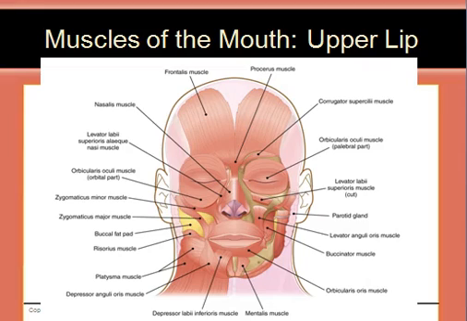Superficial elevators of the upper lip from lateral to medial are the zygomaticus minor muscle, which originates in the zygomatic bone and inserts on the upper lip, and the levator labii superioris muscle, which originates on the lower rim of the orbit and inserts into the upper lip. The levator labii superioris alaeque nasi muscle originates in the frontal process of the maxilla and inserts into the upper lip and ala of the nose. Its action is to elevate the ala of the nose and the upper lip.